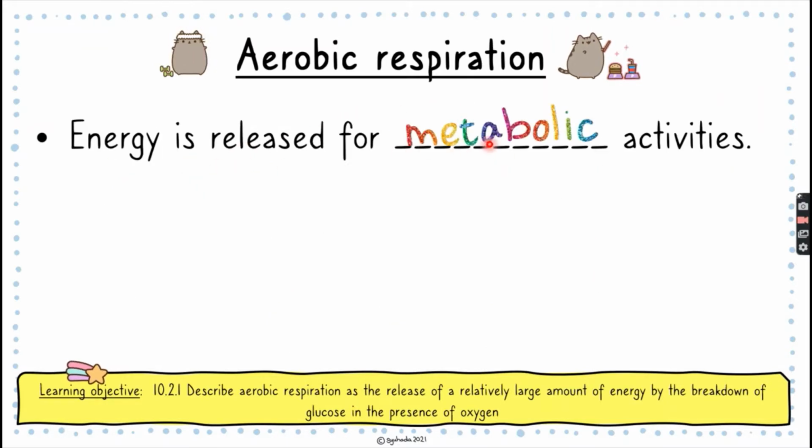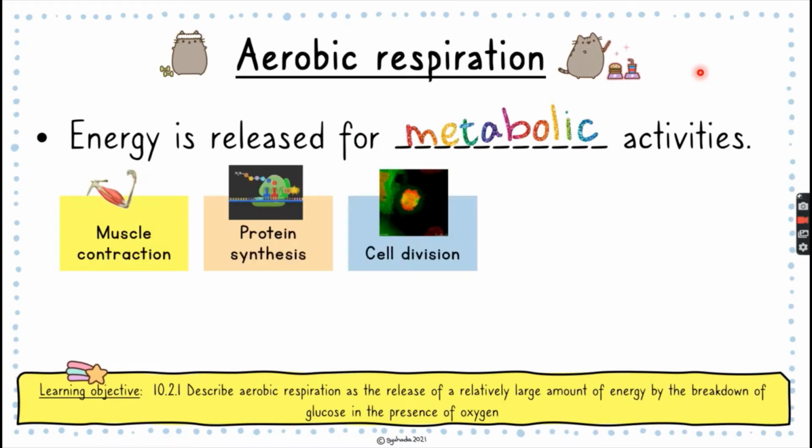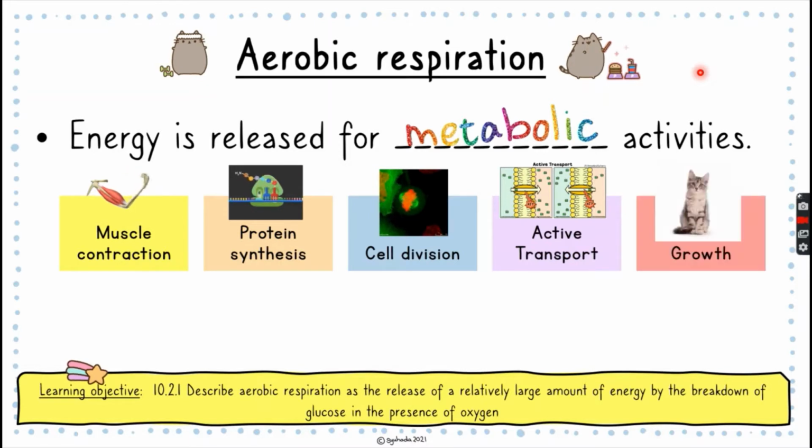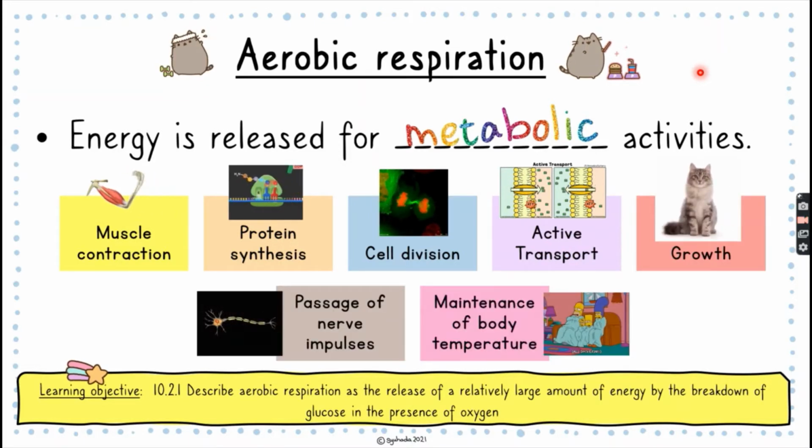Energy is released for mainly metabolic activities, and we have covered this. For example, muscle contraction, protein synthesis, cell division, active transport, growth, passage of nerve impulses, and maintenance of body temperature. These are all mainly metabolic processes or activities.